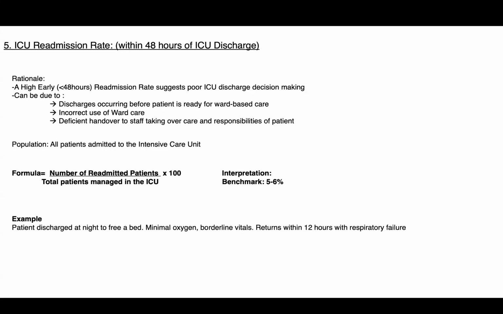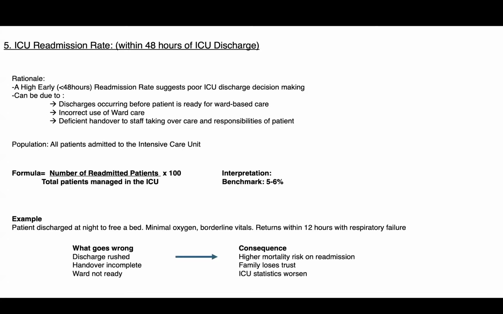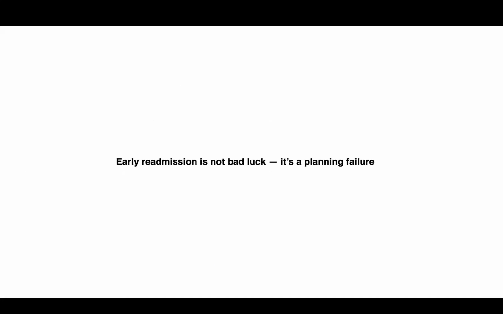So example, a patient discharged at night to free a bed, minimal oxygen, borderline vitals, but returns within 12 hours with respiratory failure. So what goes wrong is the discharge is rushed, the handover is incomplete, and the ward is not ready. The consequence is there is a higher mortality risk on readmission. The family loses trust, and the ICU statistics worsen. So early readmission is not bad luck; it's basically planning failure.